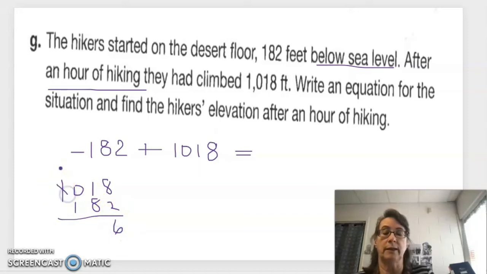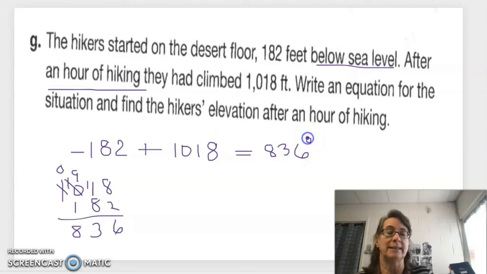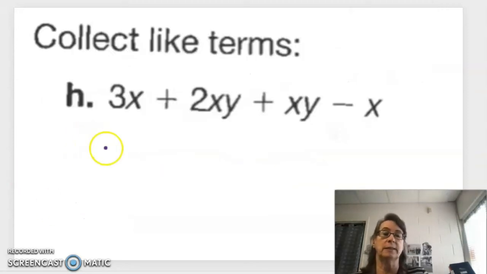Okay, so 8 minus 2 is 6. We're going to have to come over here and do our renaming thing here. 11 minus 8 is 3. 9 minus 1 is 8. And we get positive 836. So, oh, that's not degrees. What am I writing degrees? That's feet above sea level. Okay, so because it's above sea level, it's positive.